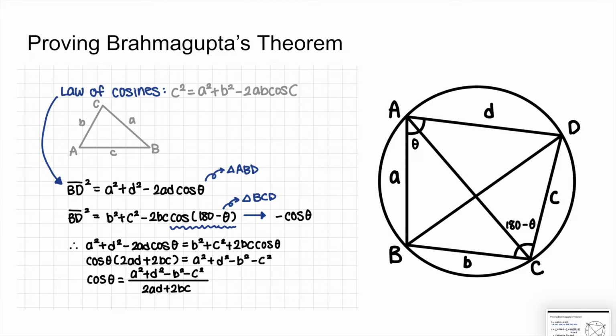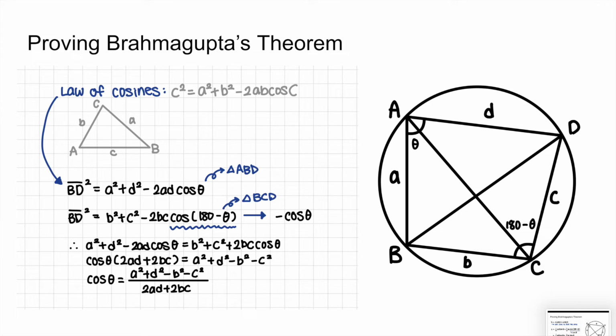To move on to the next step, we need to know the law of cosines, which states that c squared equals a squared plus b squared minus 2ab cosine C. And if we apply this law of cosines to our diagram shown to the right, it will produce BD squared equals a squared plus d squared minus 2ad cosine theta, which is for triangle ABD, and the same for BCD below. And because cosine of 180 minus theta equals minus cosine theta, we can substitute those numbers also.